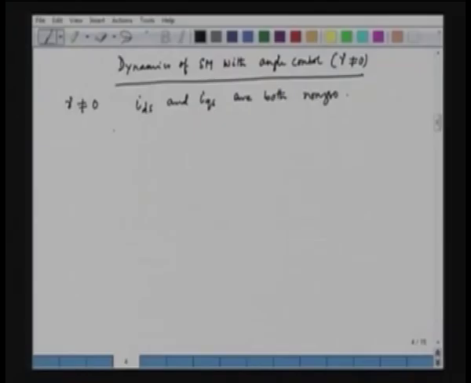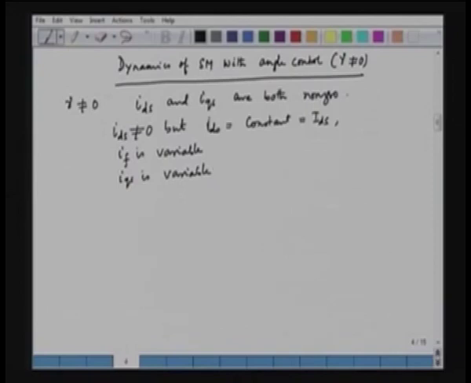So, we can say that IDS and IQS are both present, and here we can assume that IDS is non-zero, but IDS is kept constant, and that is equal to capital IDS, but IF is variable. And IQS is also variable. So, if we have this situation, if we see the expression for the torque, we can appreciate which all terms will be present. Now, let us see the expression for the torque once again.